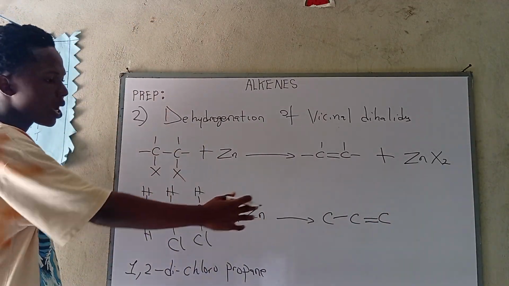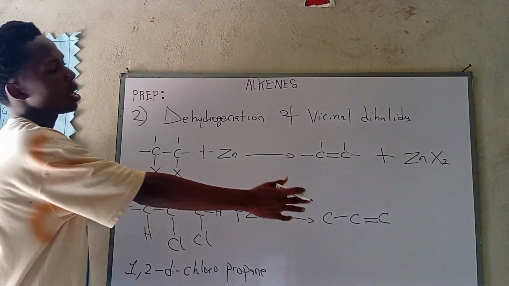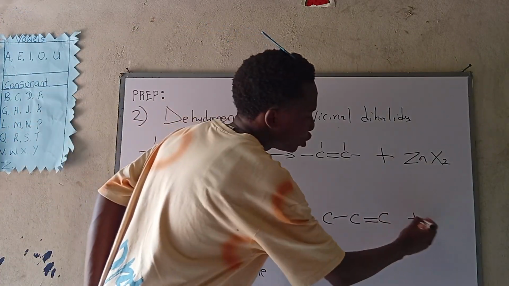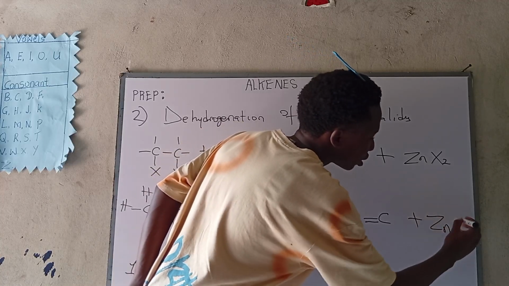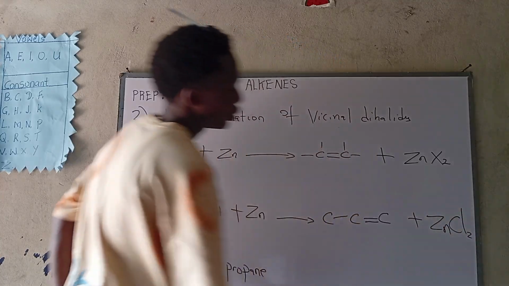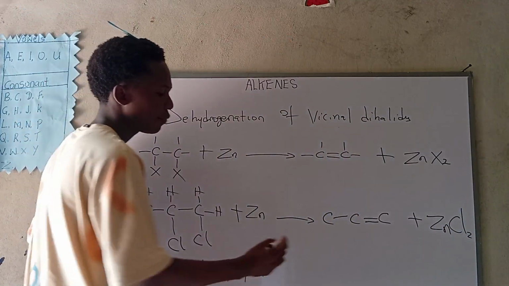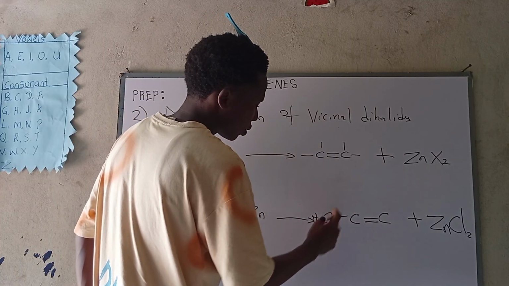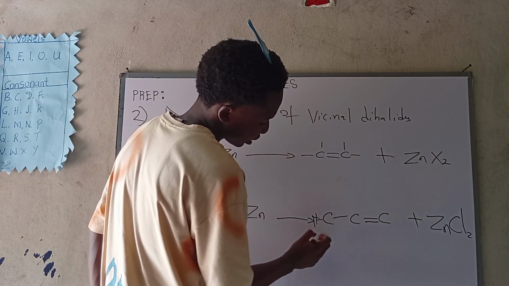The reaction does not end like this after getting our corresponding alkene. It will be continued to give us zinc chloride. Okay, now what do we now do? We have to just balance our reaction. Okay, we have to balance our reaction like this.